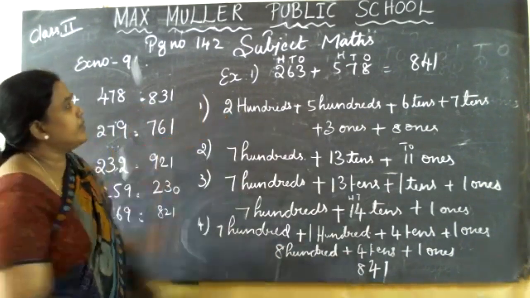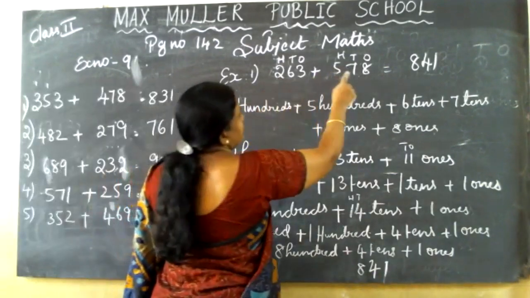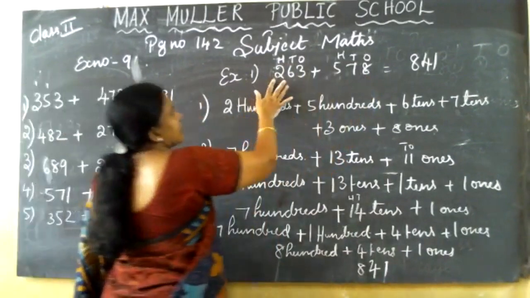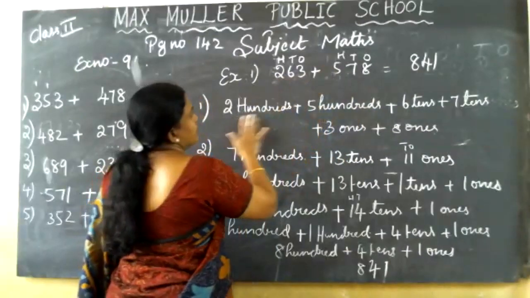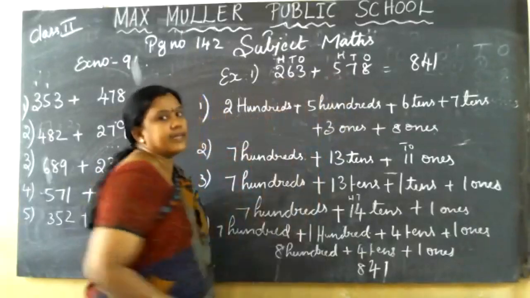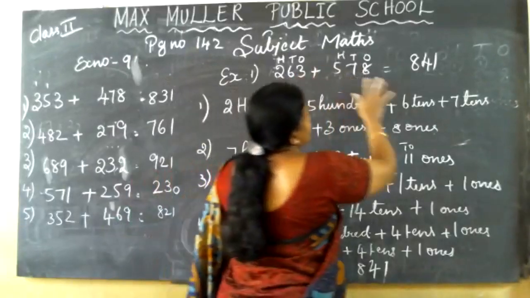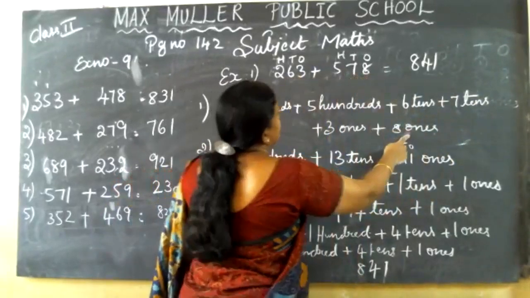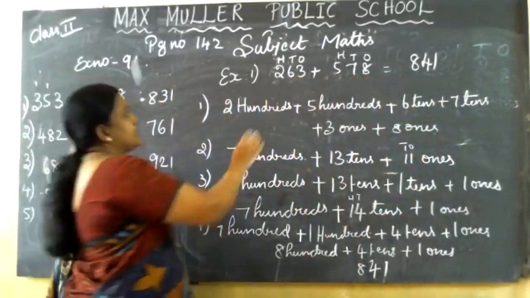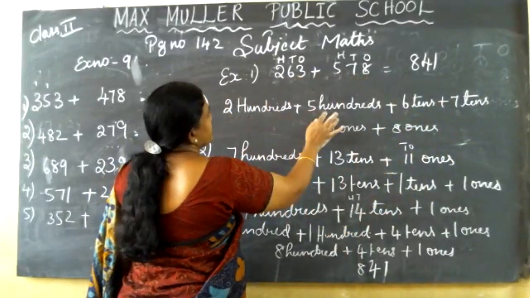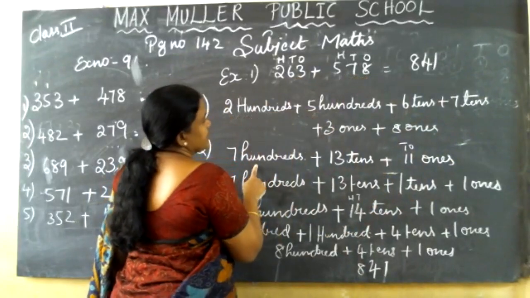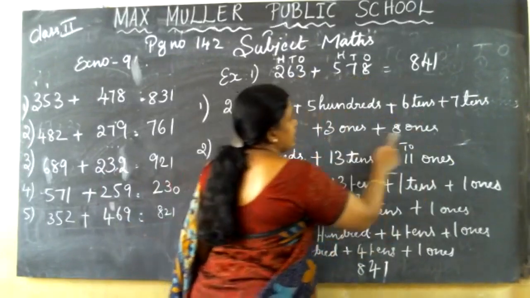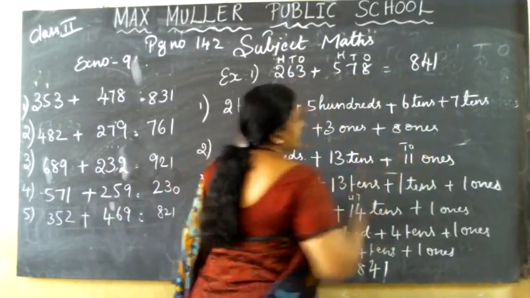See this one number. First one is 263 plus 578. See the hundreds place here. Which one is the hundreds place? 2 is also the 100s place, 5 is also the 100s place. First you write 200 plus 500. After that you go to the tens place, 6 tens plus 7 tens. Now ones place, 3 ones and 8 ones. What will we do first? We will add these two: 2 plus 5, how much? 700. After that we will add these two: 6 plus 7 tens, 13 tens. After that, we will add these two and get 11 ones.